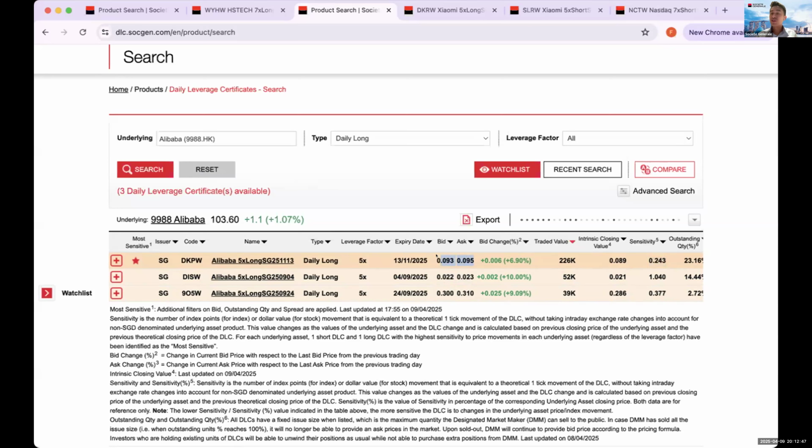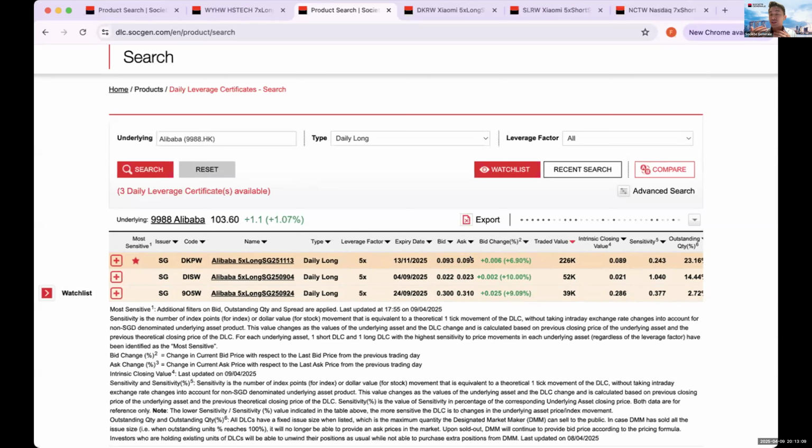So even though all three will still give you the same 5 times performance, for a given amount of movement on Alibaba stock, this DLC DKPW can move more number of ticks or more number of minimum bid sizes, which gives you a larger trading range. All right. So for those who are active traders, definitely you want to choose the most sensitive DLC so that you can enter and exit easily. For a small movement on Alibaba, you can enter and exit your position easily.